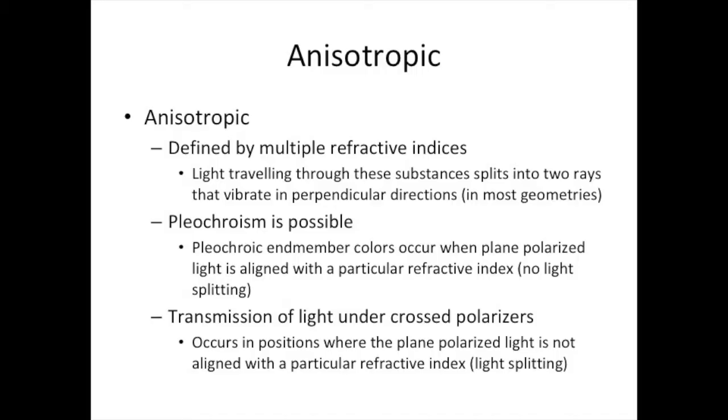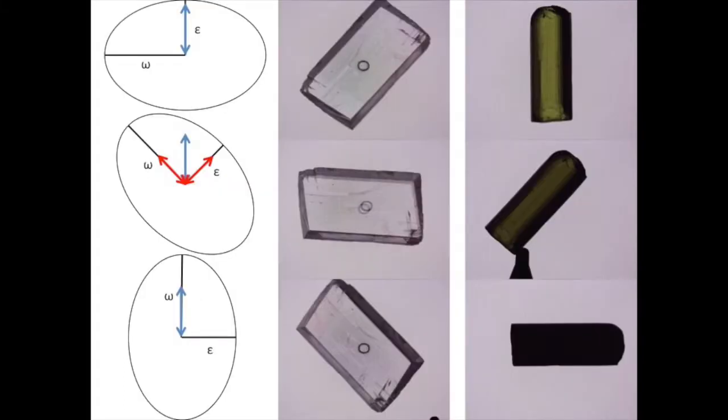Last time we went through examples of how light interacts with anisotropic materials. Anisotropic materials are defined by multiple refractive indices, and as light travels through them, it is going to be split into two rays that vibrate in perpendicular directions, unless you happen to be looking down an optic axis. This splitting of light allows anisotropic materials to exhibit pleochroism in plane polarized light, and also the transmission of light under cross polarization. Let's review these phenomena with actual images of crystals.